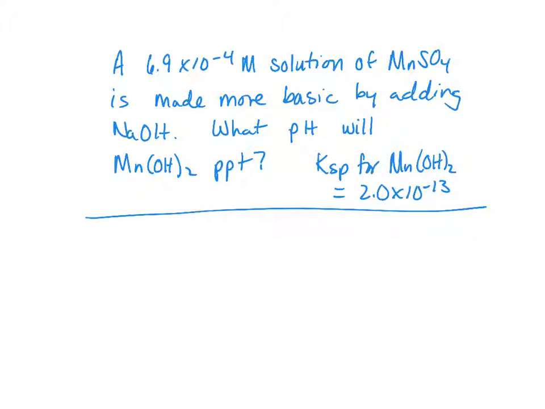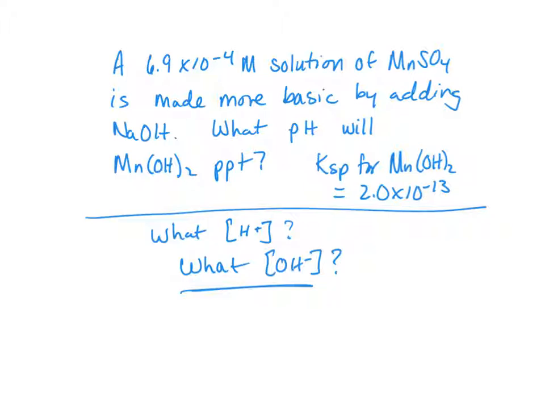Okay, so by asking at what pH will this solid start precipitating, we're effectively asking what hydronium ion concentration. But we don't know anything about H plus in this example directly. We know about OH minus. So that's what I want you to look at. What this is essentially asking is at what hydroxide ion concentration will manganese hydroxide precipitate. Does that make the question easier if you think about it that way? No.